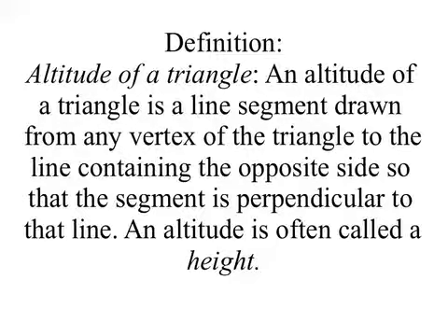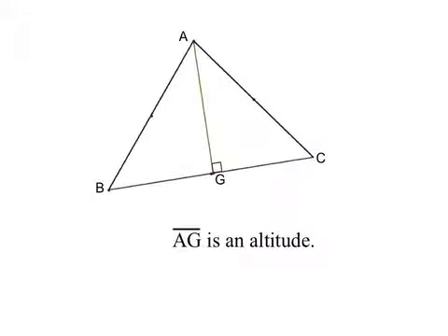Let's take a look at another definition. An altitude of a triangle is a line segment drawn from any vertex of the triangle to the line containing the opposite side so that the segment is perpendicular to that line. An altitude is often called a height. Well, here's an altitude. It's from point A down to the opposite side BC, and it's perpendicular, so we've marked it with the sign for perpendicularity.